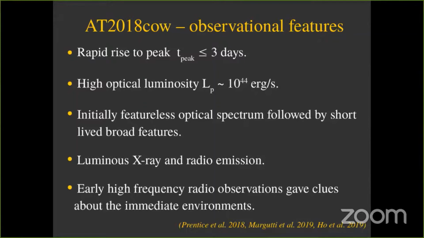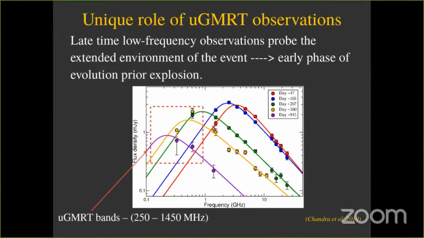Now I'm focusing more on the radio emission studies of this object. So there were a couple of groups who did early high frequency radio observations. By high frequency, I mean mostly observations above 5 gigahertz up to a few hundreds of gigahertz. So these observations gave clues about the immediate environment: the immediate radius, the immediate mass loss, the density of the immediate environment of this event. However, the role of uGMRT is unique because the low frequency observations will always probe the extended environment.